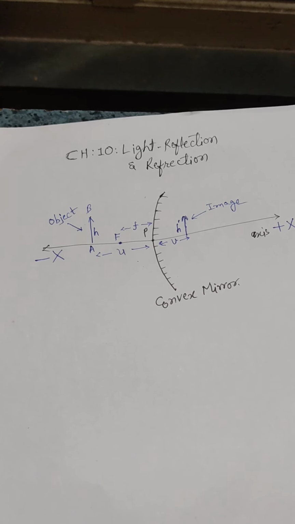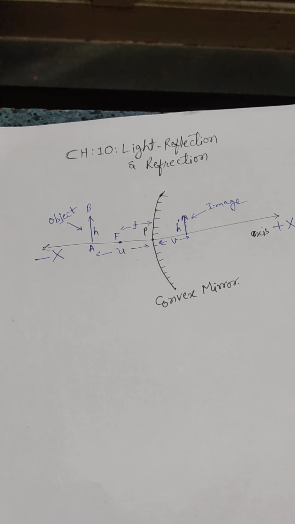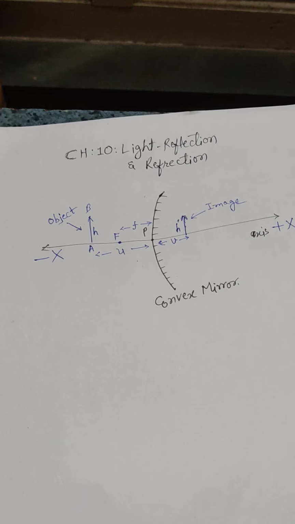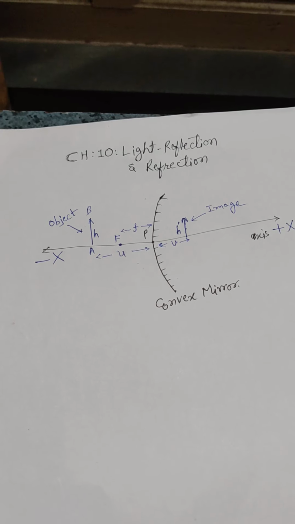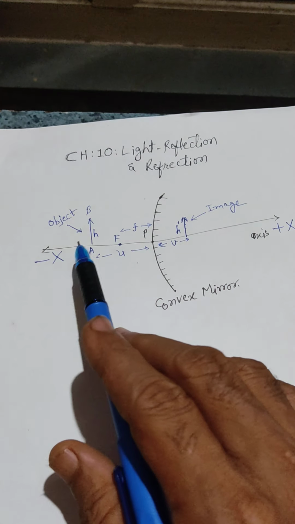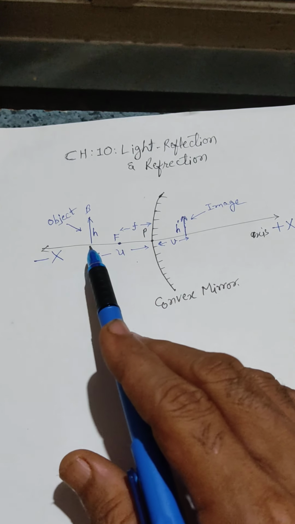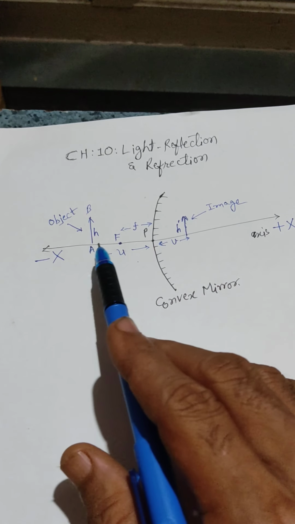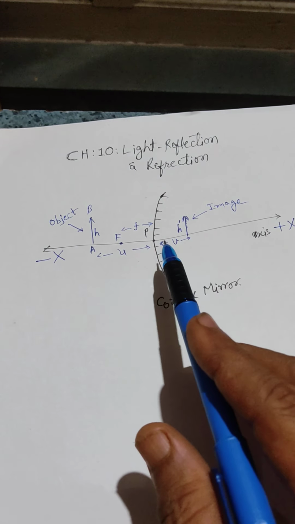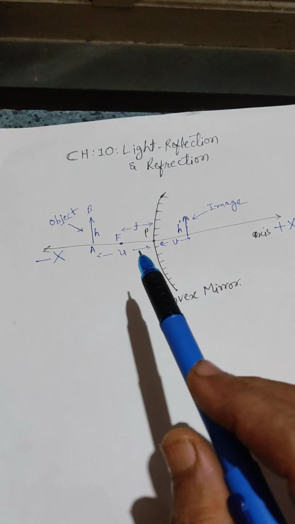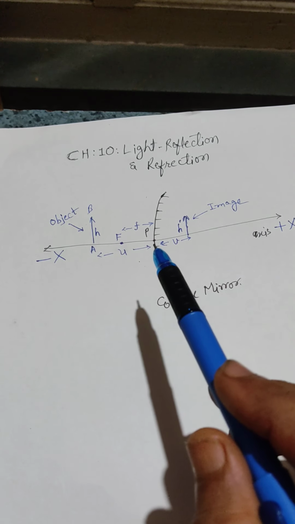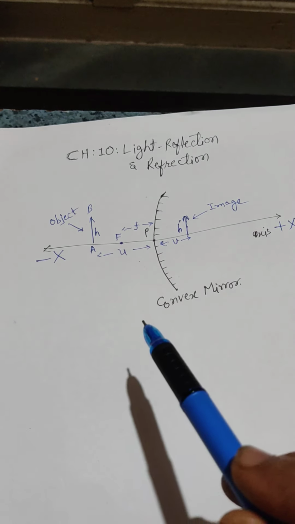Good morning, students. Today we shall understand sign convention for the spherical mirrors. In this picture, a convex mirror is shown with its axis. You can see here an object AB is placed on the axis of the mirror and the image is formed behind the convex mirror. The distance of object as well as image are always measured from the pole. So pole is a reference point.